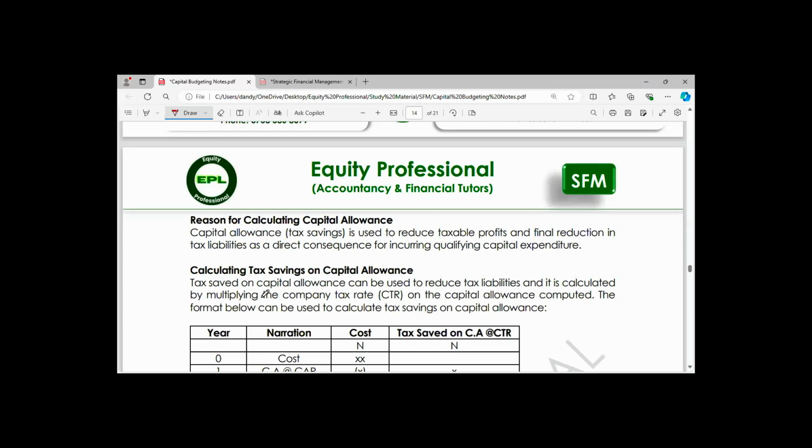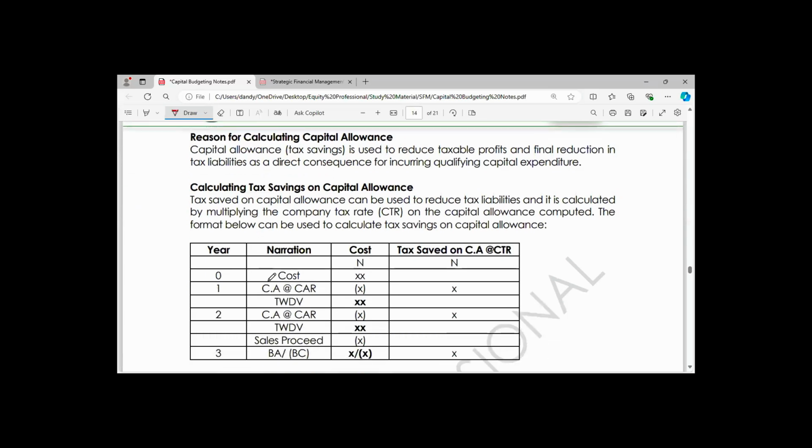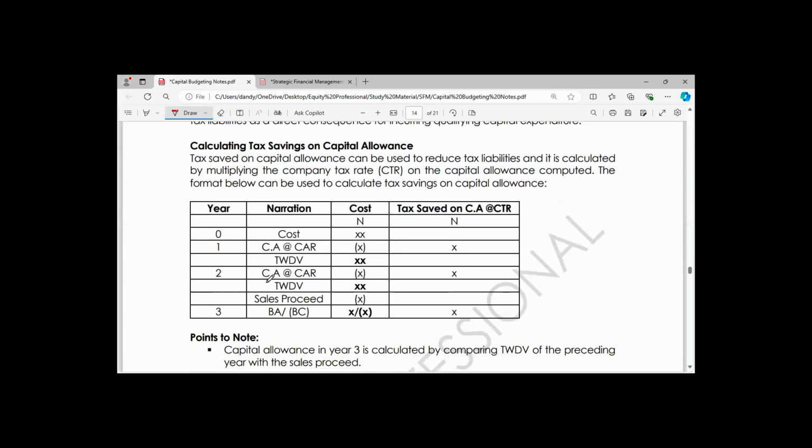Okay then, how do you calculate? Before I give you a format for calculating NPV, IRR, whatever techniques, let me first of all show you how to calculate tax saved on capital allowance. When you want to calculate tax saved on capital allowance, this is the format you are supposed to use.